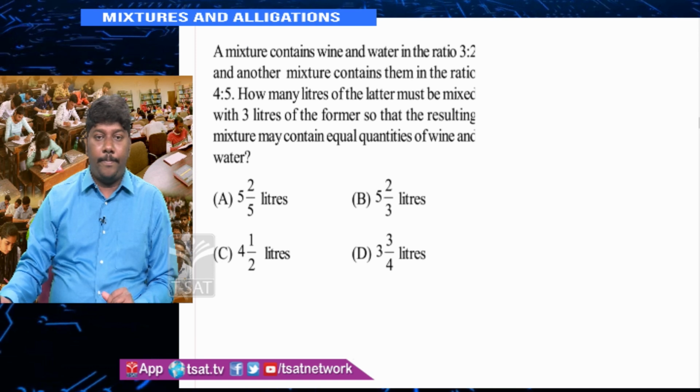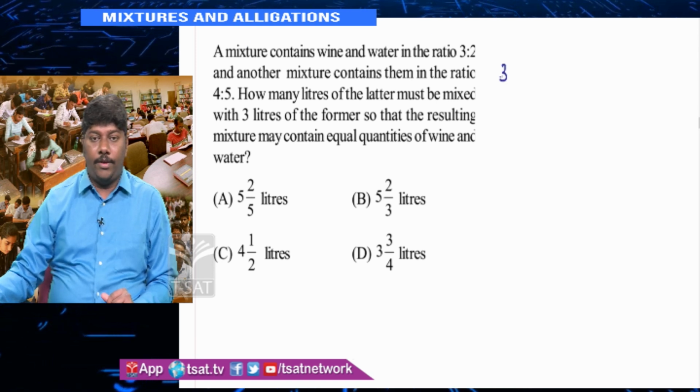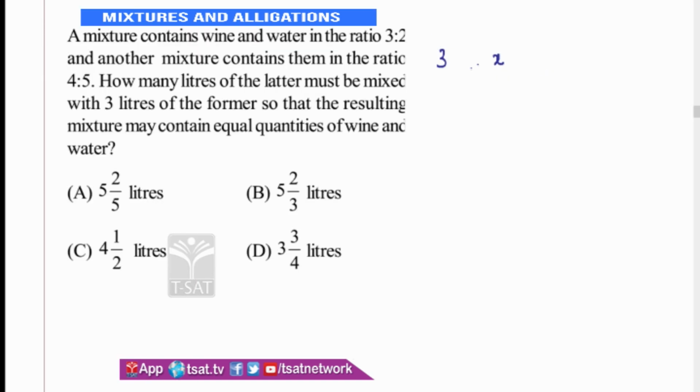Let me write it. First 3 liters is N1, X liters is N2, we don't know. But what is wine and water? Wine and water is 3:2 in this one. In the second one 4:5. In the mixture it is 1:1. Wine and water. You can't take both at a time, so you take either wine or else water. So here I am taking wine.